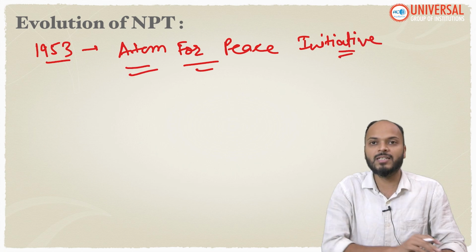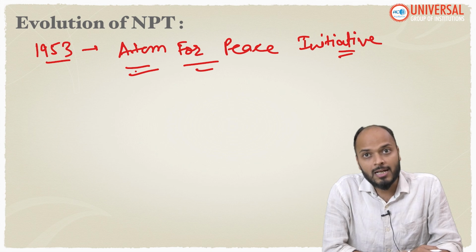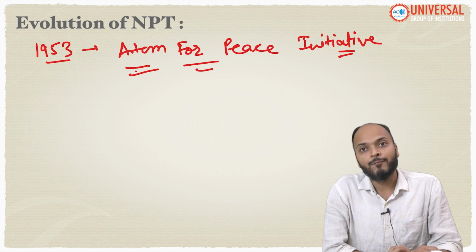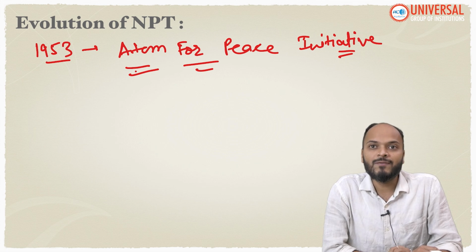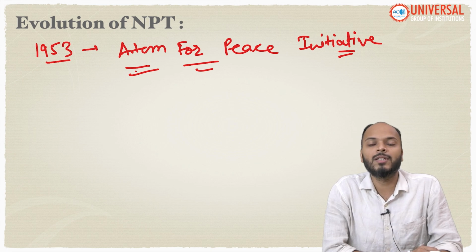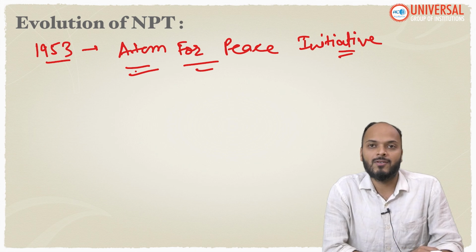What is the purpose of this initiative? Under this initiative, the US government itself was giving nuclear technology and nuclear fissile material to friendly countries, but in return, those friendly countries had to promise the world that these technologies would only be used for civilian purposes and not for military purposes, meaning no nuclear weapon would be developed by these countries using these technologies.